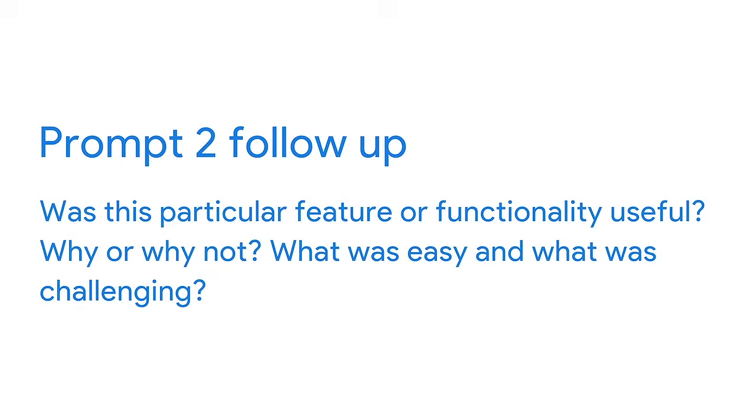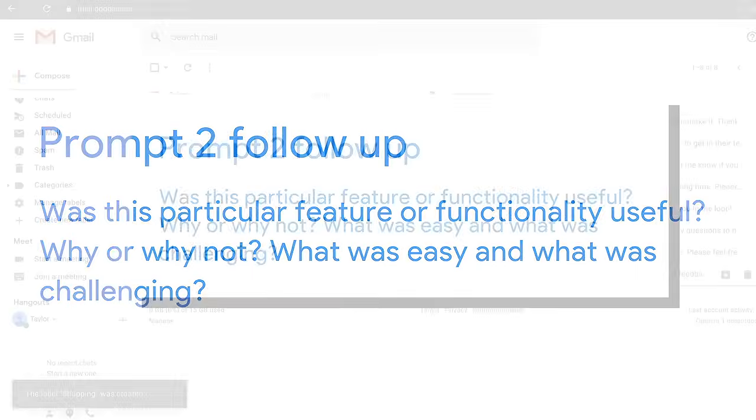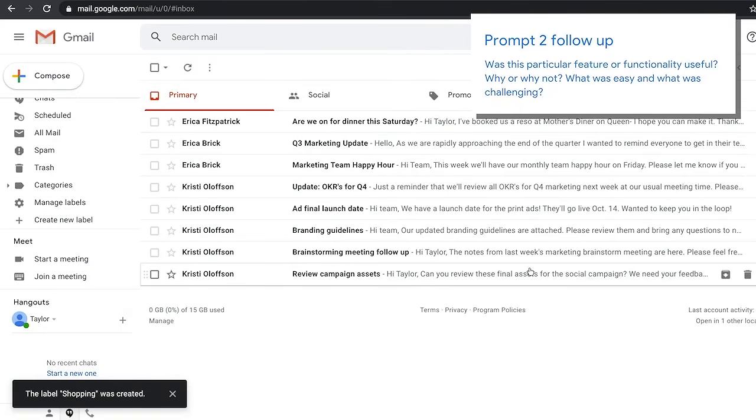Prompt 2 follow-up. Was this particular feature or functionality useful? Why or why not? What was easy and what was challenging? This was really useful, but I'm not sure how you would make the appearance of the labels different. I mean, if you have only a few labels, it's not important. But if you have many labels and they all look the same, it's not efficient. Google should think about adding more options to change the appearance, like fun colors or fun animation.